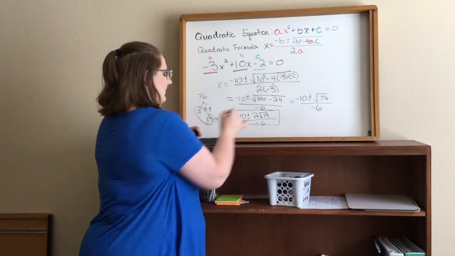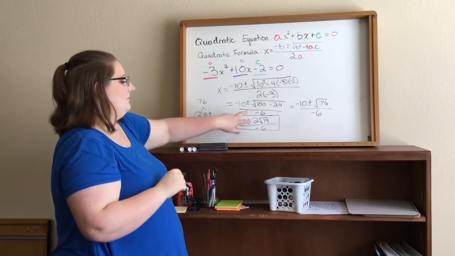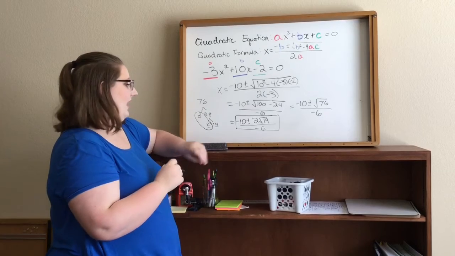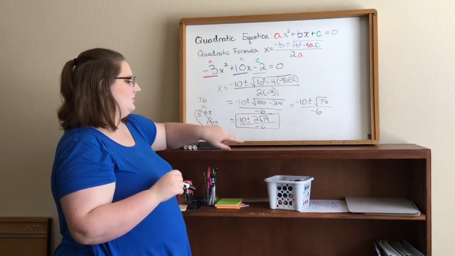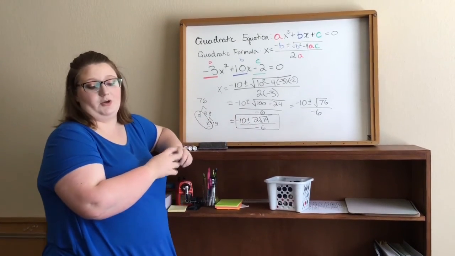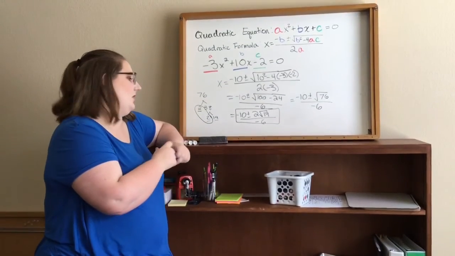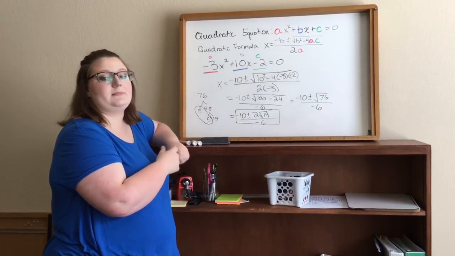And if you want to, you could simplify this by taking out a common factor, since negative 10, 2 square root of 19, and negative 6 are also all divisible by 2, but I'm not going to make you do that, so once you get to this point, you're good to go.